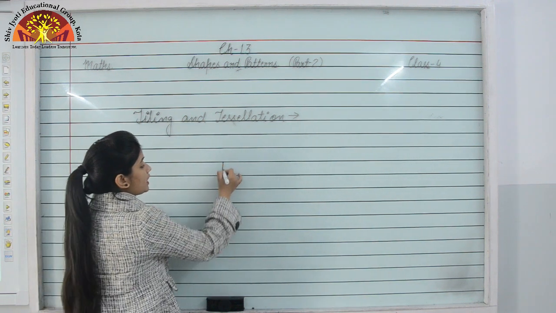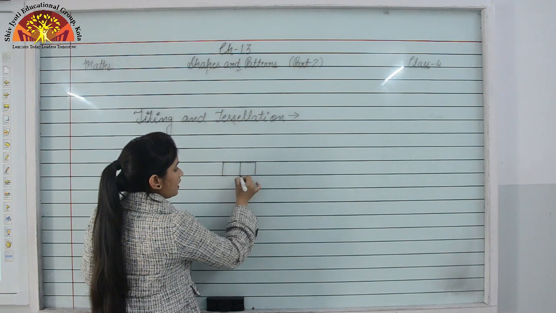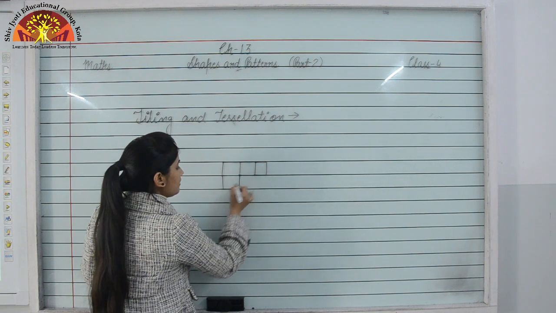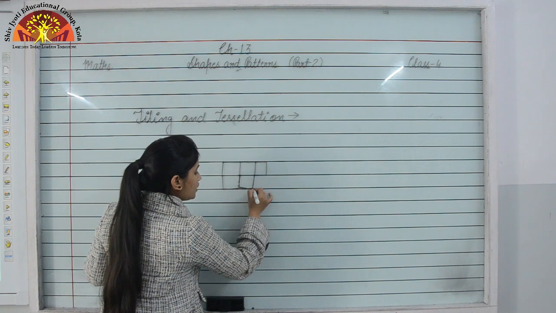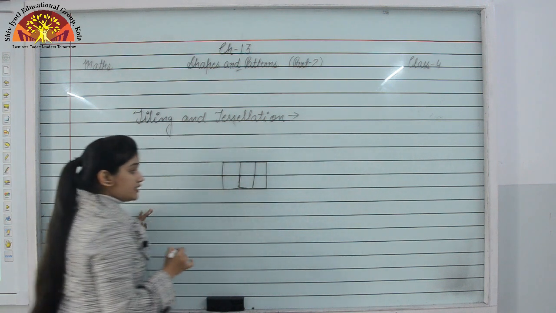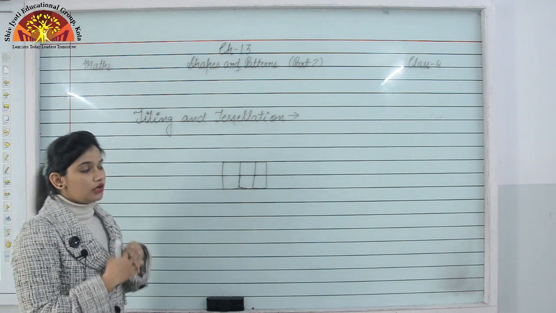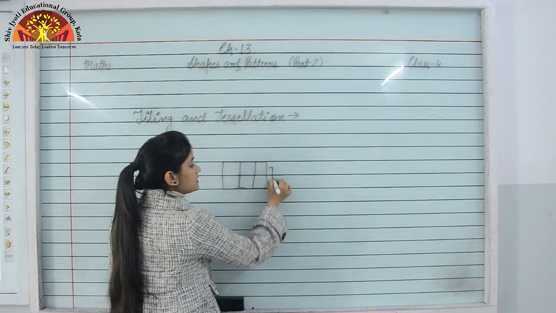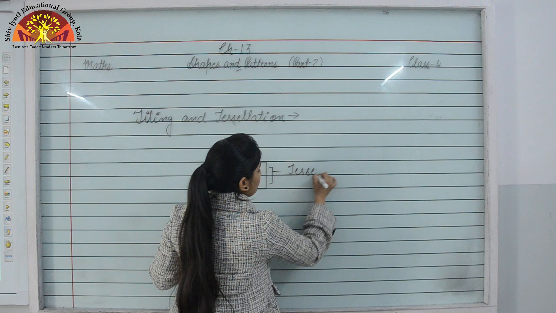between them. Okay, if I draw a square, again I am drawing a square and again I am drawing a square. It means I am drawing some squares here. And what we are observing here in this shape, can we see any space between them, or are they overlapping each other? No, we cannot see any space between them. It means this is the perfect example of tessellation.